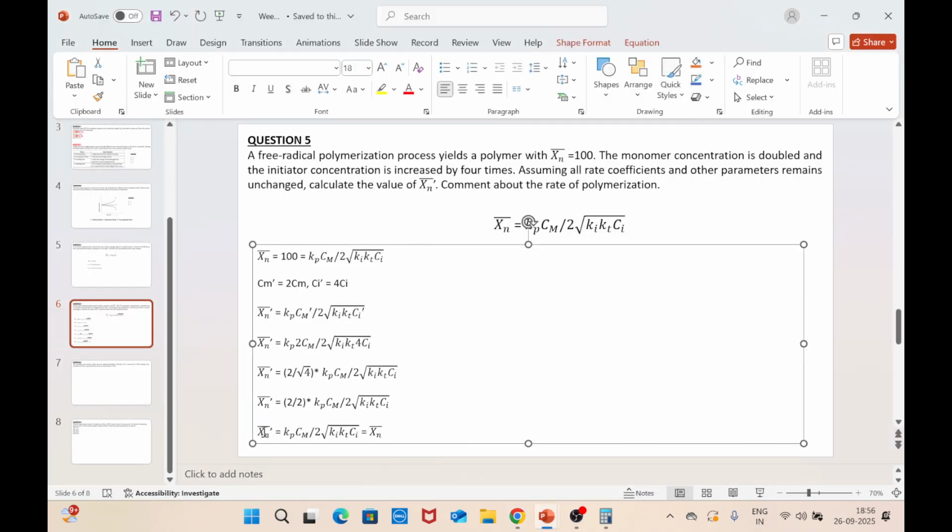So this Kn dash is equal to Kp Cm by 2 root over Ki Kt Ci, because this turned out to be 1. So this is the same as that of the previous Kn. So the value of Xn dash, that is your new number average degree of polymerization, and the older number average degree of polymerization are going to be the same, and that equals 100. So this is about the number average degree of polymerization.